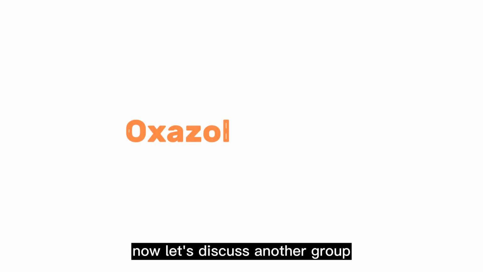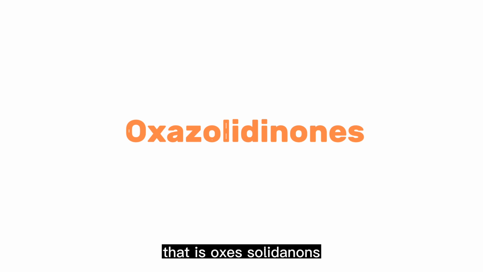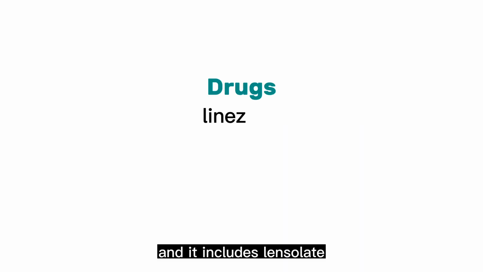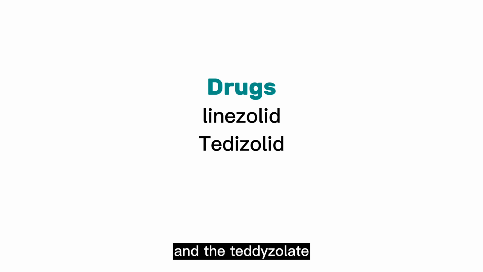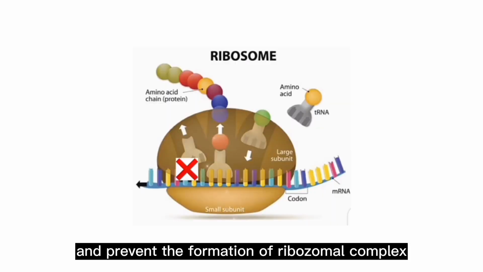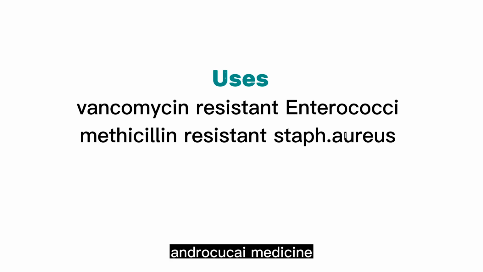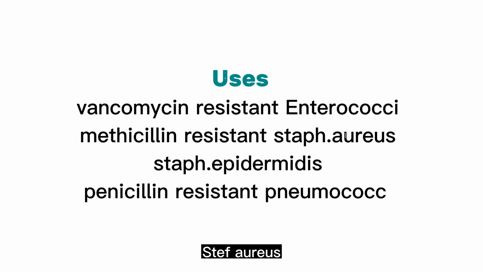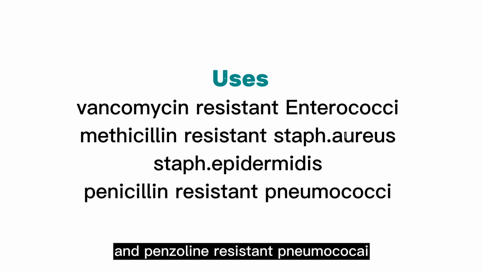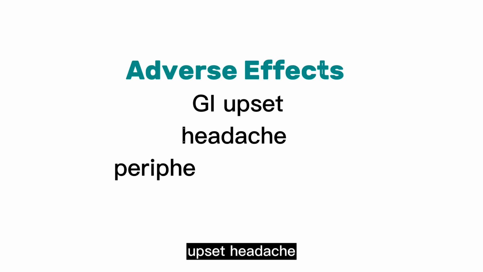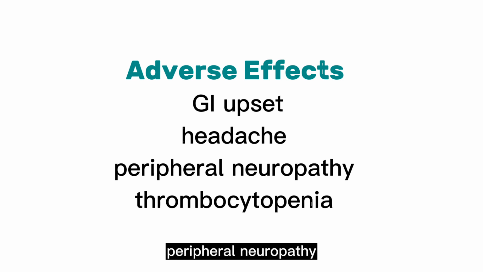Now let's discuss another group, that is oxazolidinones, and it includes linezolid and the tedizolid. They bind to 50S and prevent the formation of ribosomal complex. Their uses include the vancomycin-resistant enterococci, methicillin-resistant Staph aureus, Staphylococcus epidermidis, and penicillin-resistant pneumococci. Now their adverse effects include the GI upset, headache, peripheral neuropathy, and thrombocytopenia.